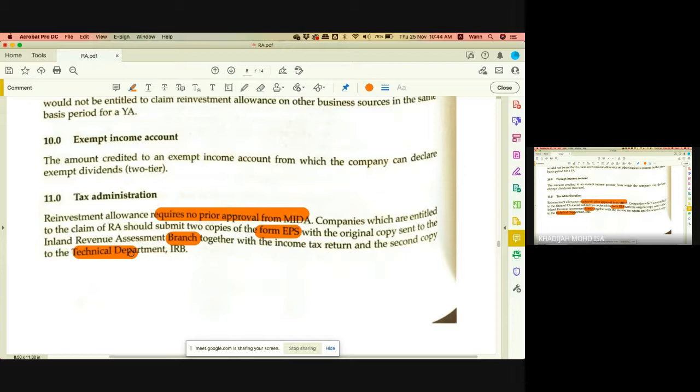Yeah. 2 sets of Form EPS, one to be submitted to RIB branch. So normally companies, we do have the corporate branch in Kuala Lumpur, and the other one to be submitted to the technical department of RRB. So when I was working previously, all right, these are things that I have to submit whenever a company applies for reinvestment allowance.